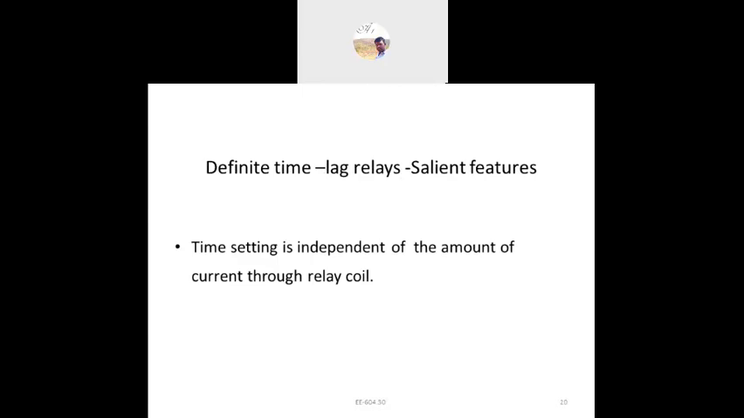With the salient features, you can see the time setting is independent of the amount of current. Here it is a definite time relay having a time setting multiplier. So based upon the current, we can set the time for different amperes.